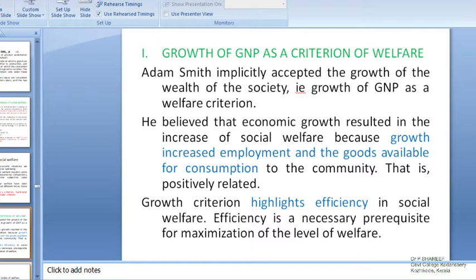Growth criterion highlights efficiency in social welfare. As we know, efficiency refers to the optimum level. There are different concepts of efficiency: production efficiency, consumption efficiency, etc. A level of production is said to be efficient if maximum output is produced with the given resources. Similarly, consumption is said to be efficient if maximum satisfaction is attained by utilizing the given resources or given products. Thus, efficiency is a necessary prerequisite for maximization of the level of welfare.